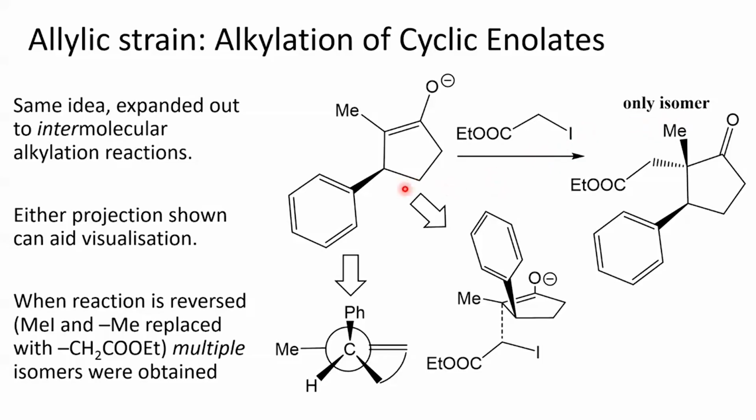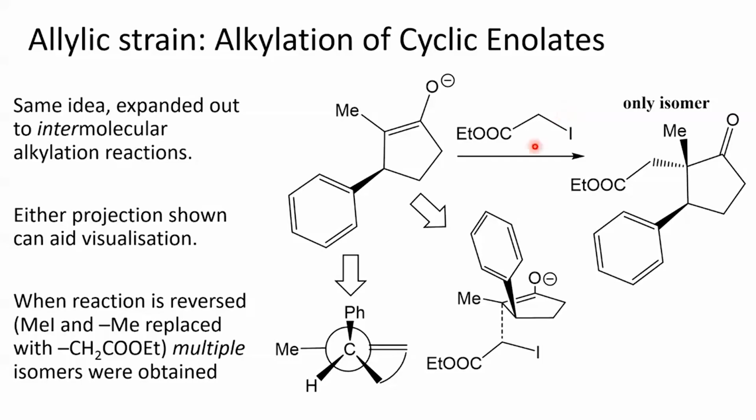And looking at our reagents, we can note that there is a sterically bulky phenyl group and a similarly bulky ethyl acetate group over here. And it's the interaction of these 2 sterically bulky groups that limits the product to only a single isomer.